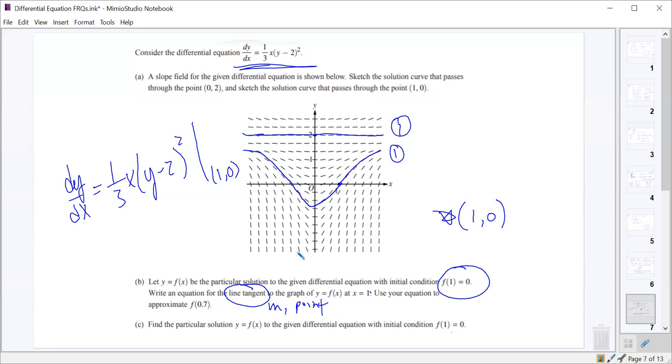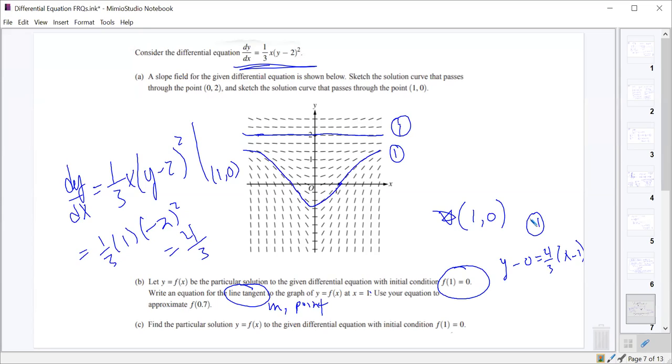Okay. And so then we'll plug in (1, 0). So we get 1/3 times 1 times (-2) squared, which gives us a slope of 4/3. And so we would write y minus 0 equals 4/3 times (x minus 1). And that's our equation. And the equation itself is worth 1 point.